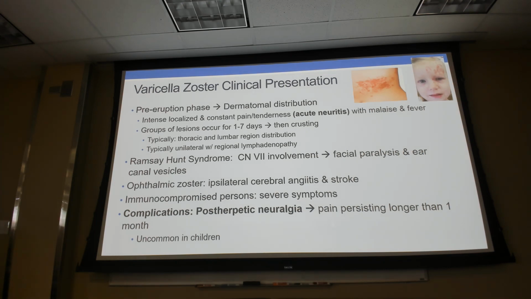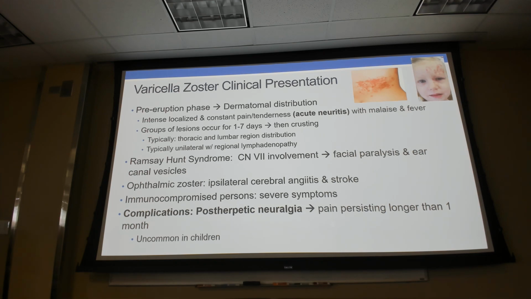Zoster in a kid is going to look very, very similar, so it's still going to follow that dermatomal pattern. It's still going to be very, very painful, and it will still have that same crusting and regional lymphadenopathy that you see with that. So it's going to look very, very similar.